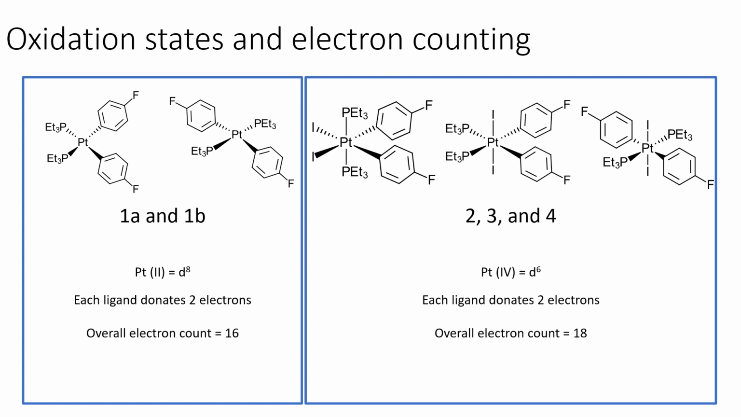12 overall donated electrons. Therefore, complex 1A and 1B have a final electron count of 16, and complexes 2, 3, and 4 have a final electron count of 18. This helps to display why the final products are more favorable and why the intermediates 3 and 4 are also relatively stable.